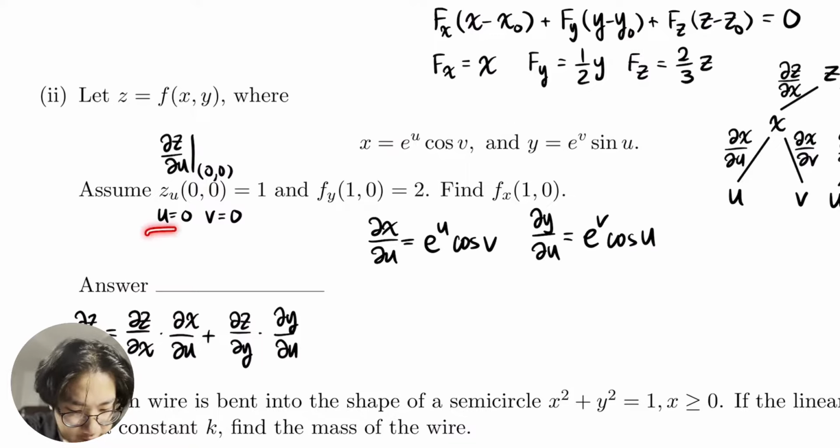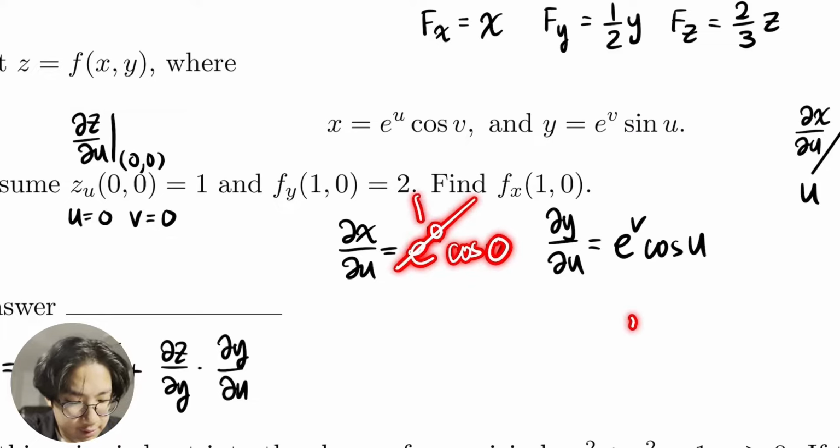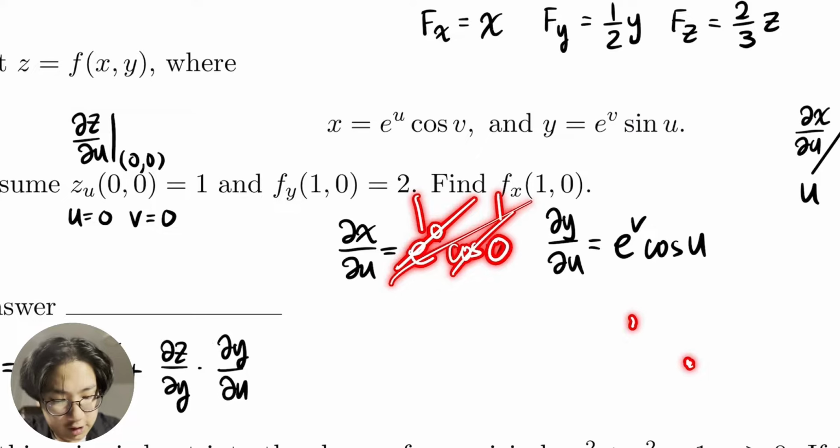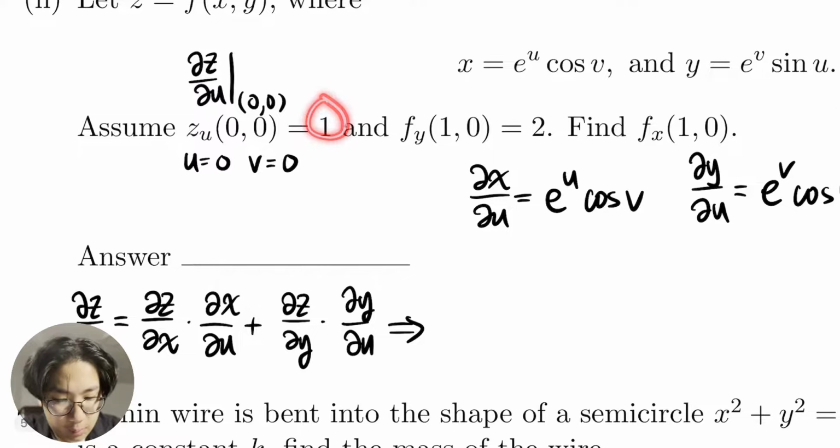So because u and v are equal to 0, we can effectively plug these into here. If u and v are equal to 0, we have e to the 0 cos of 0. E to the 0 is 1, cos of 0 is just 1. So this here is just equal to 1. Actually, let's continue the calculation over here. So first of all, we know that partial z, partial u evaluated at this point is just equal to 1.